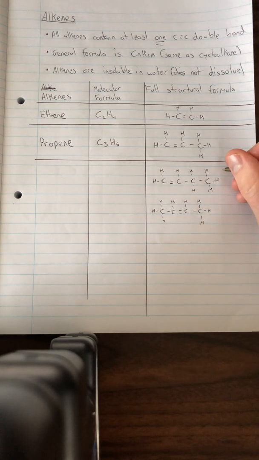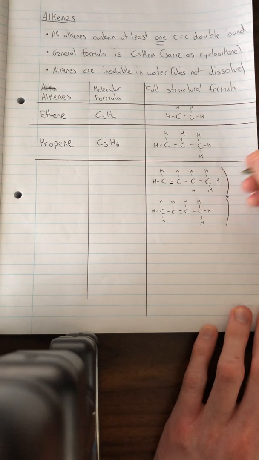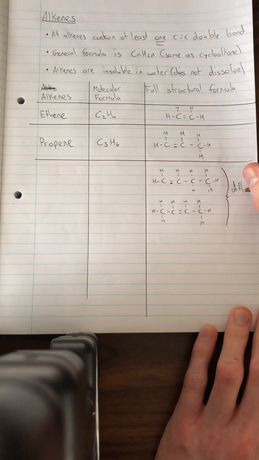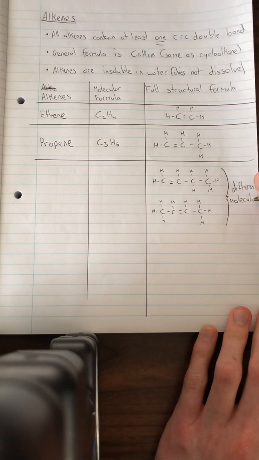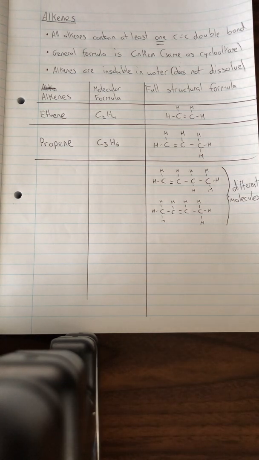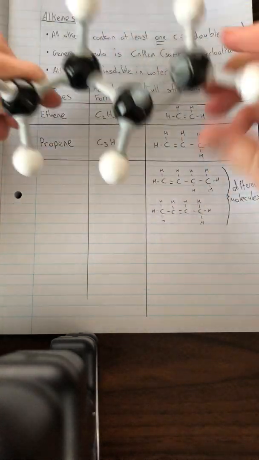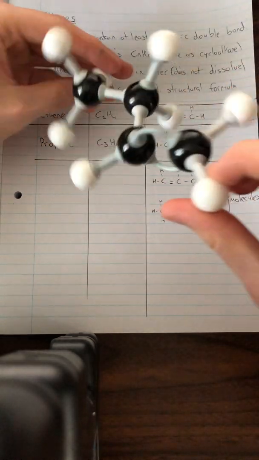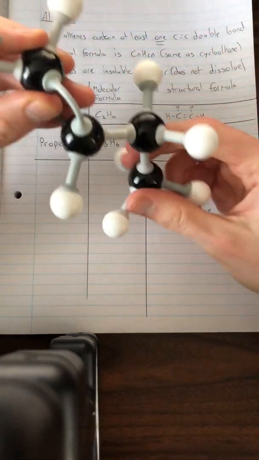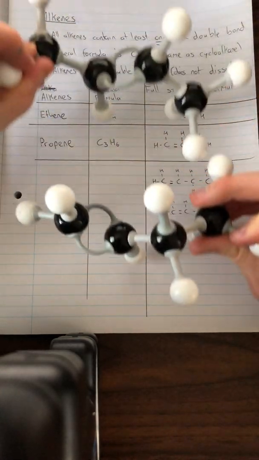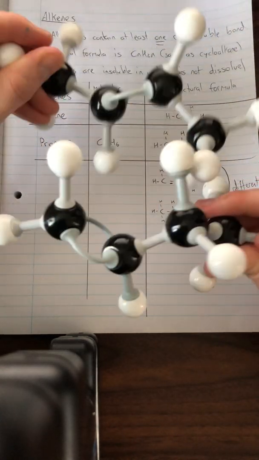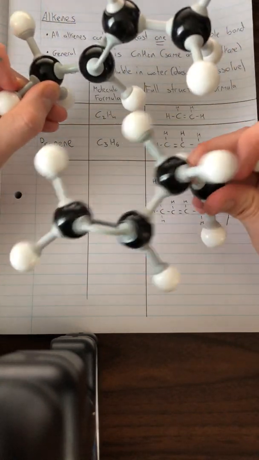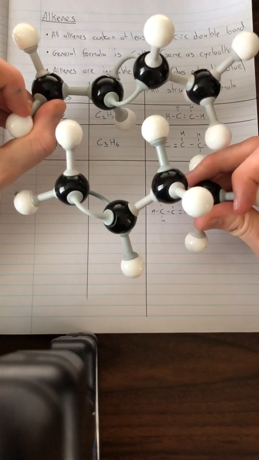Now, these two here, they are different molecules. Because if I go back to this one here, there's no way I can flip that to get that carbon to carbon double bond in the middle. I need to create a brand new molecule for that. So these two here are completely different molecules, and because they're completely different molecules, they've got completely different names.